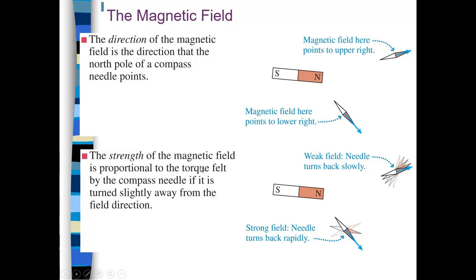The strength of the magnetic field is proportional to the torque felt by the compass. This will move back and forth. If the magnetic field is weak, then it's going to move back and forth slowly. If the magnetic field is strong, then it's going to snap back and forth rapidly.